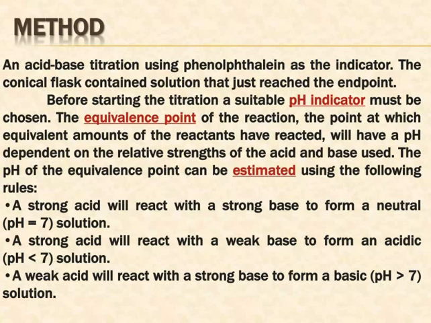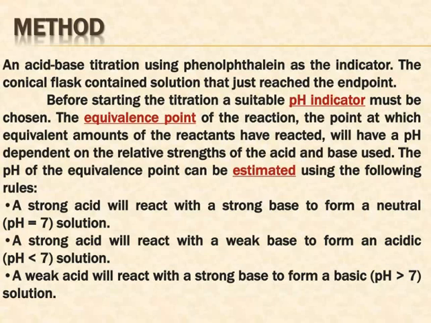An acid-base titration using phenolphthalein as indicator. The conical flask contains solution that just reached the end point. Before starting titration, a suitable pH indicator must be chosen. The equivalence point of the reaction, the point at which equivalent amounts of the reactants have reached, will have a pH dependent on the relative strength of the acid and base used. The pH of the equivalence point can be estimated using the following rules.